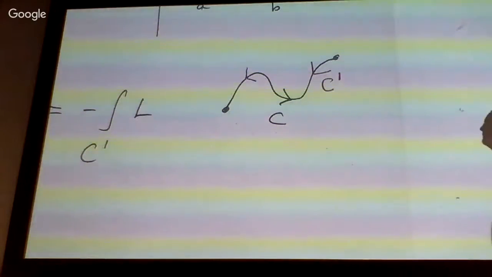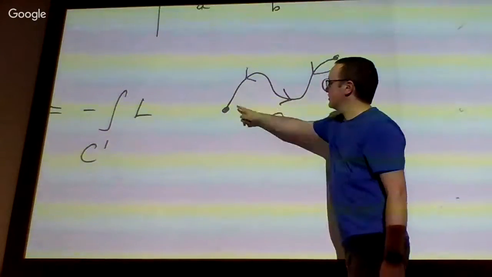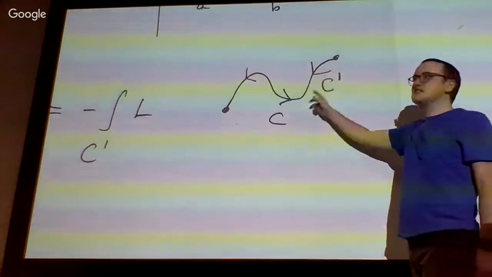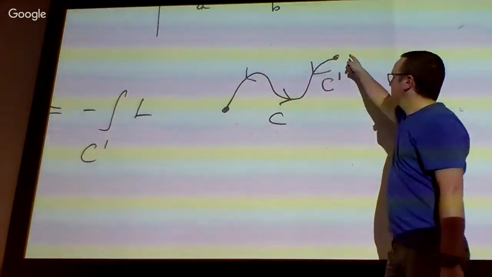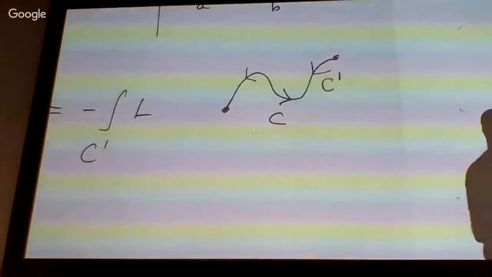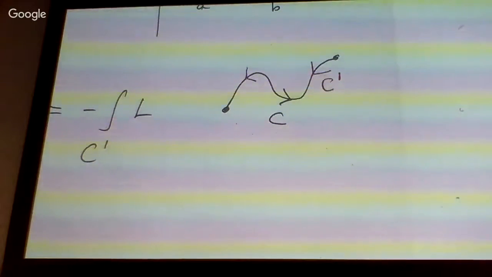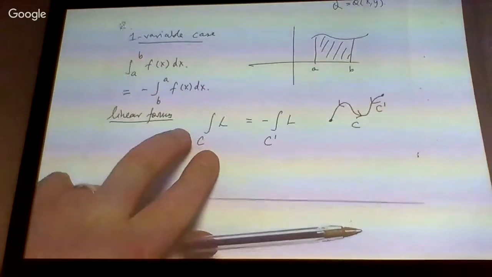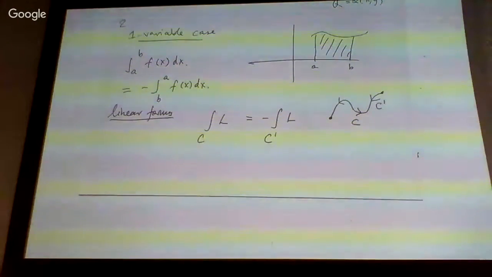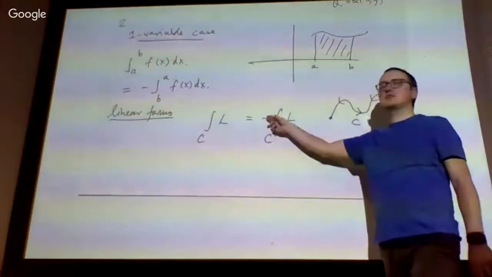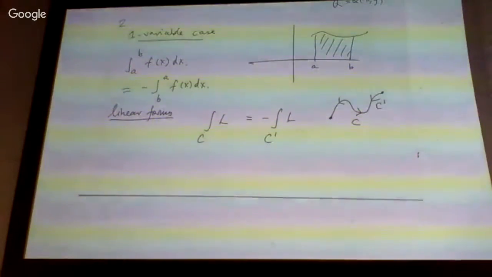So the black curve is the curve from here to here. That's the curve C. The curve C prime, red, is starting from here and ending there. So it's the same set of points, but traversed in the opposite direction. So the integral of a linear differential form along these two curves will be the same value, but carry opposite sign. Okay, so the sign gets changed.